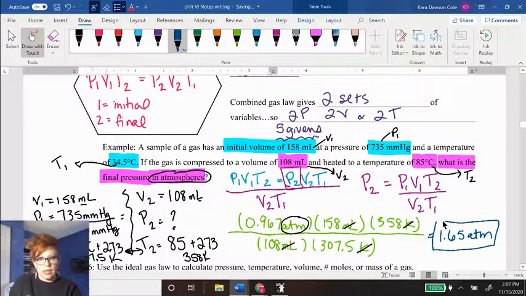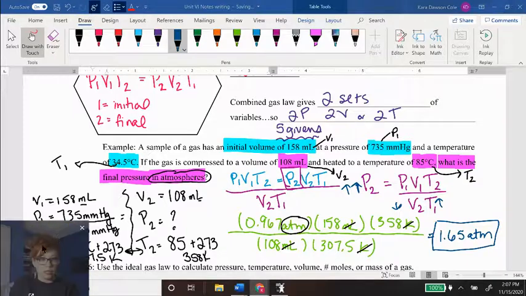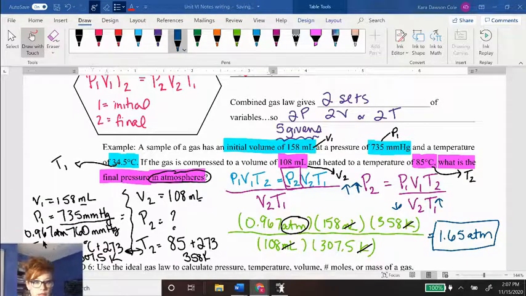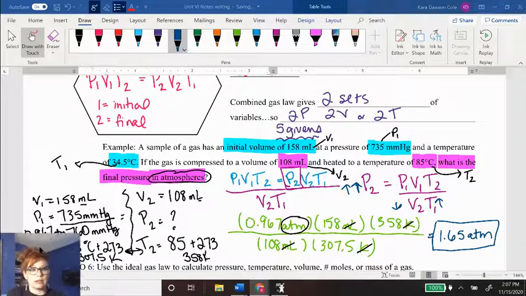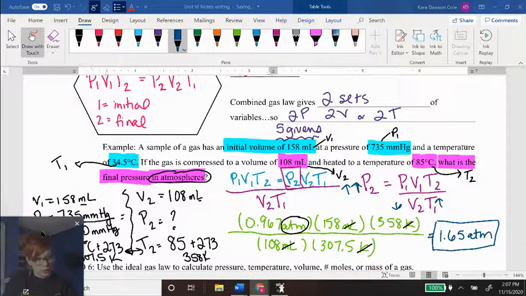So 1.65 atmospheres, that is our value for P2. Now, I want to make sure that that makes sense. So I'm decreasing my volume. So my volume decreases. That would cause an increase in pressure. And I'm increasing my temperature, which also causes an increase in pressure. So as long as I got an increase in pressure, which I did, because my initial value is 0.967 and my final value is 1.65, this makes sense. So I know that that has to be right.